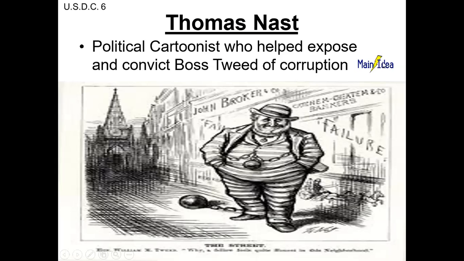Now you see this main idea. As I've been saying all along, this shows that it's going to be on your test more than likely. This is a main point that you need to know. So write this down in your notes. Thomas Nast, political cartoonist who helped expose and convict Boss Tweed of corruption. Here we see him in prison with the ball and chain on, the prison outfit, and all the damage that has been caused by the millions of dollars he cheated out of New York City.